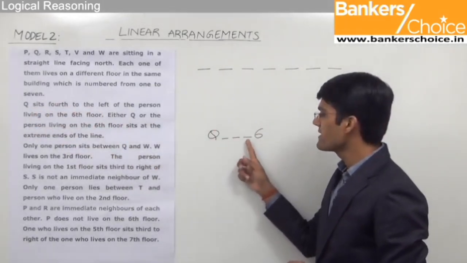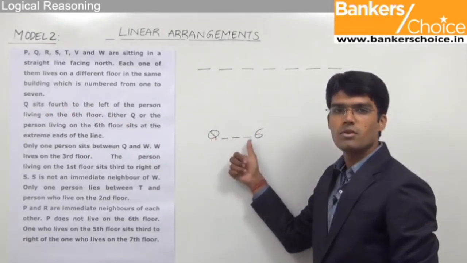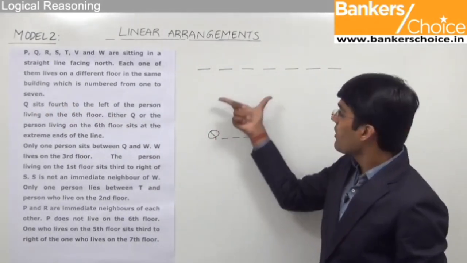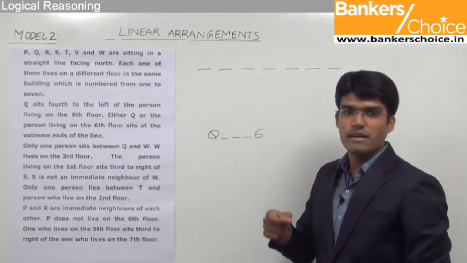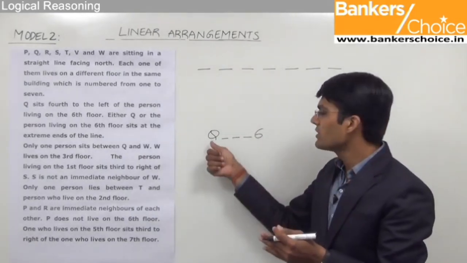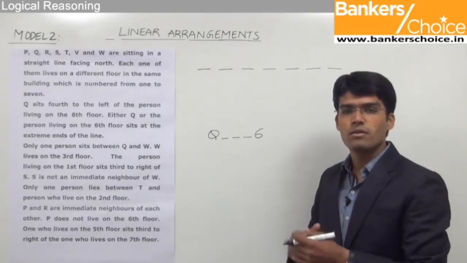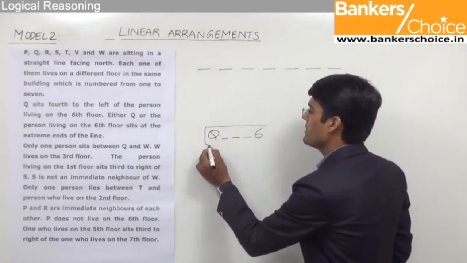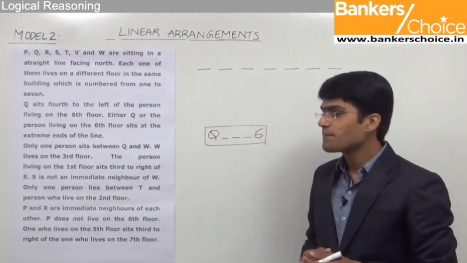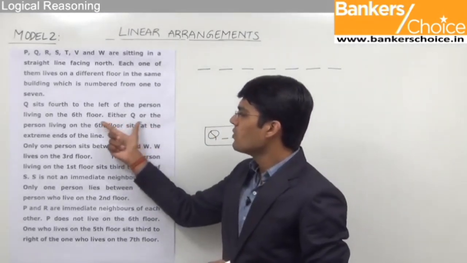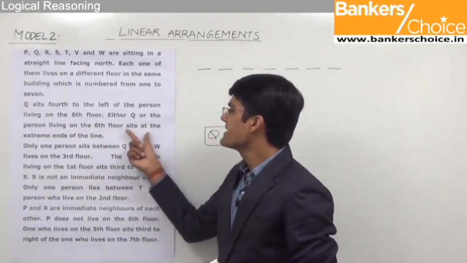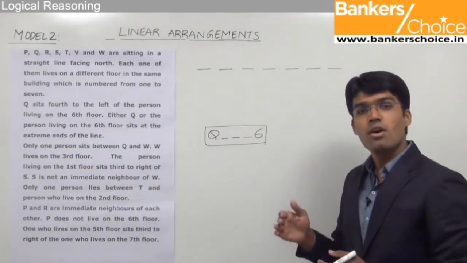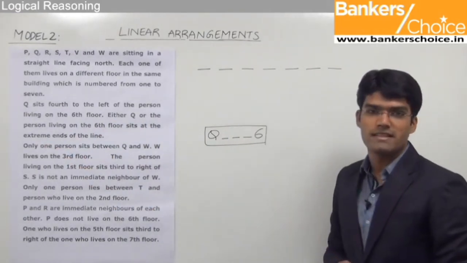So as we can see, Q is 1st, 2nd, 3rd and 4th position towards the left of person living on 6th floor. But we cannot put Q and 6 on the proper arrangement because, as I've already told you, we should know the position of either Q or the person living on 6th floor from one of the ends. As it is not given to us, let us just keep this as a point which has to be justified in the arrangement. The next point here is either Q or the person living on 6th floor sits at the extreme ends of the line.